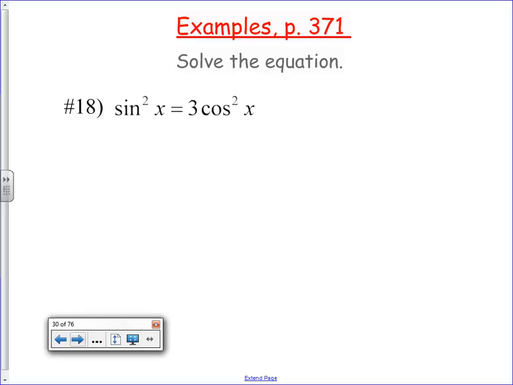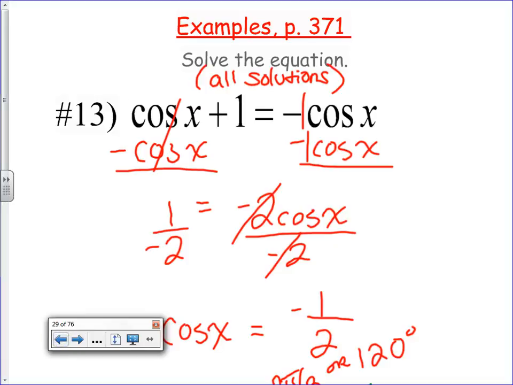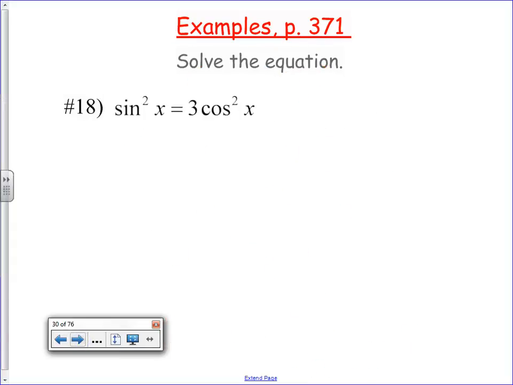The problem before that we just looked at, the goal was, I'm going to quickly go back. The goal was to get cosine alone, which we were able to do by saying, hey, it's a like term with the other side, and I was able to combine like terms. -1 minus 1 is -2. Is this one easier or harder? Harder.